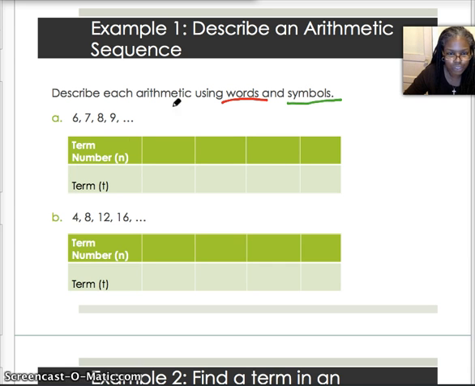First thing let's do, we're going to use this handy chart. The term number refers to the ordinal number of each of the terms in the sequence. So I've got the first term, second, third, and in this case we only have 4 terms listed, so 4 is enough.